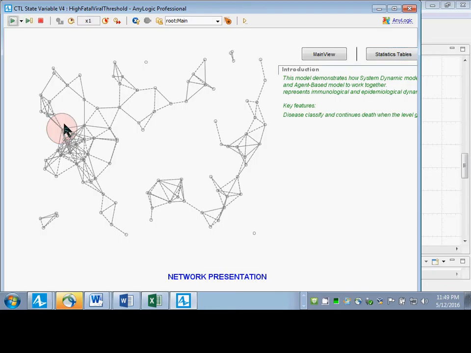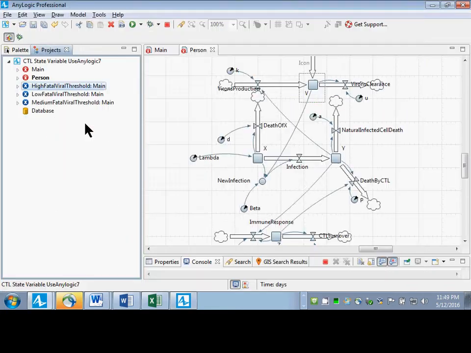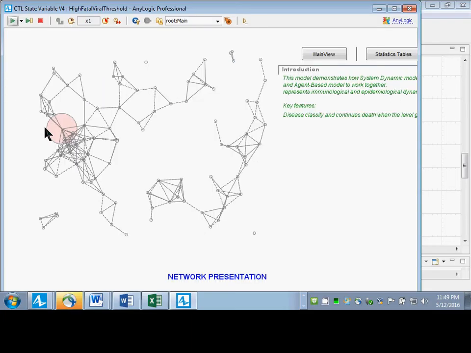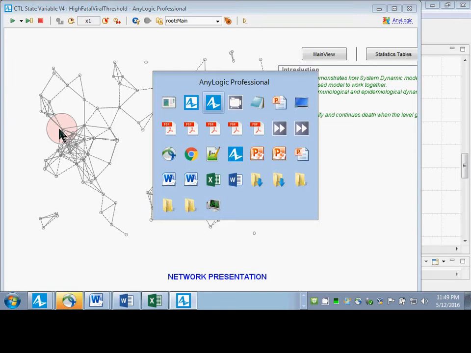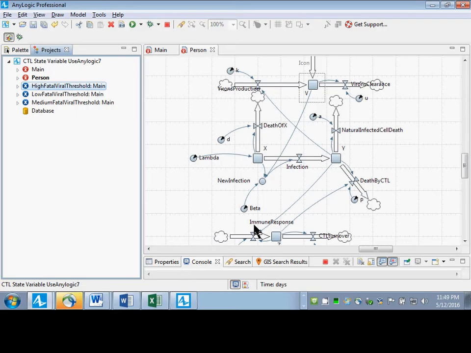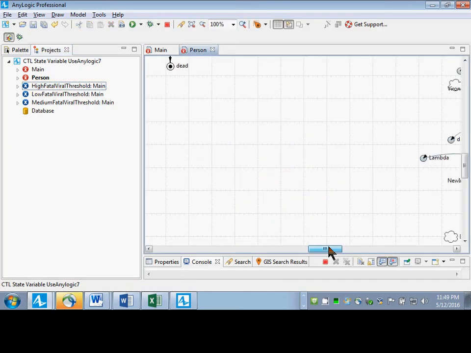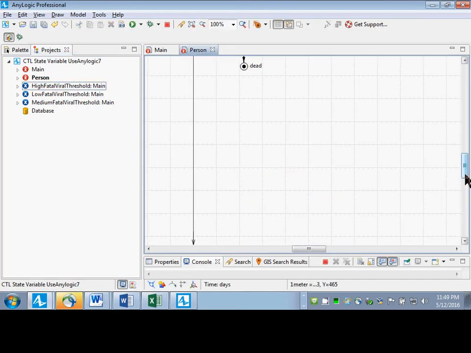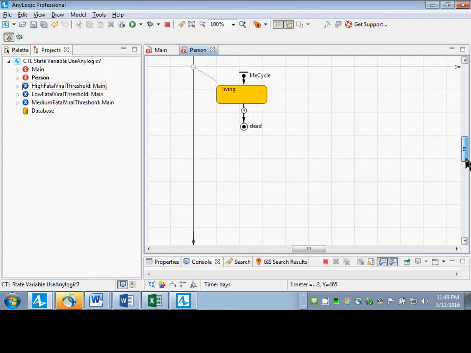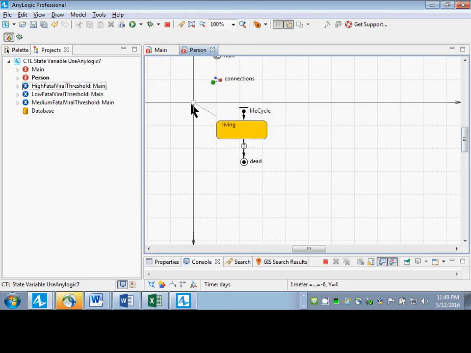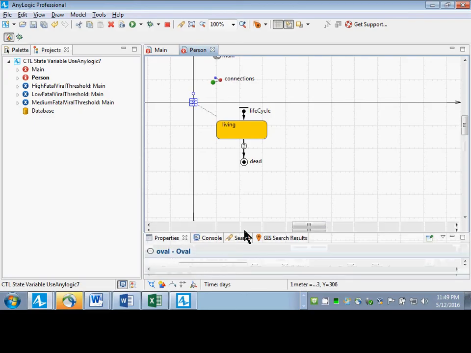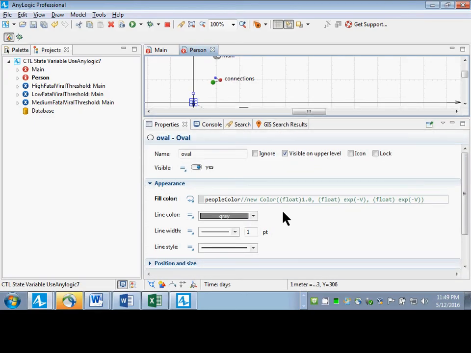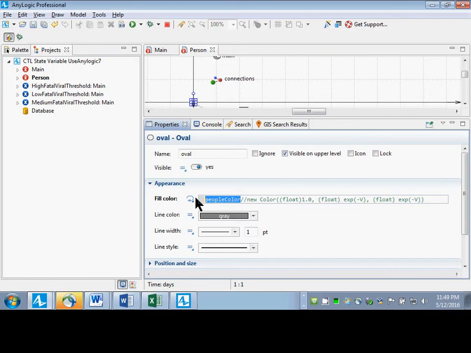Now the redness, I think, is determined by viral load. How do you think we did that? How do you think we made the redness of this circle depend on their viral load? Anyone want to hazard a guess based on this course? So we went up here, and it's actually this little circle. This was created in an earlier version of AnyLogic, which you had to do more manually. But there's this thing called people color.